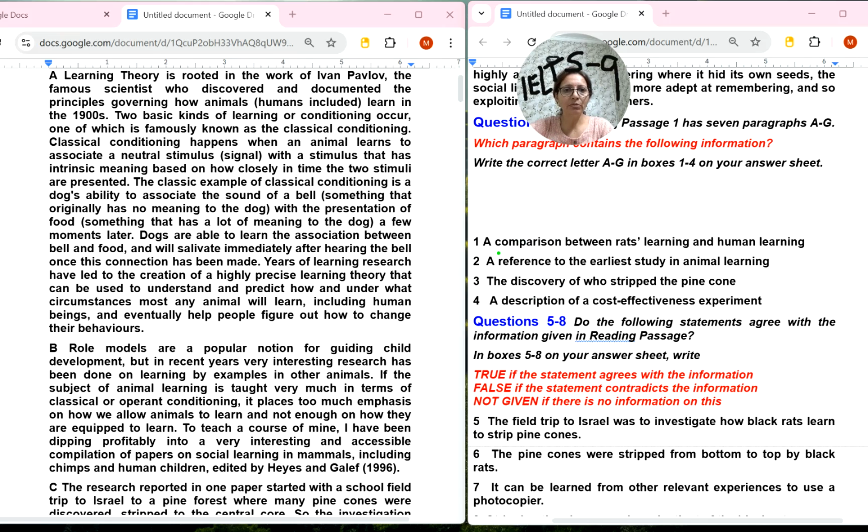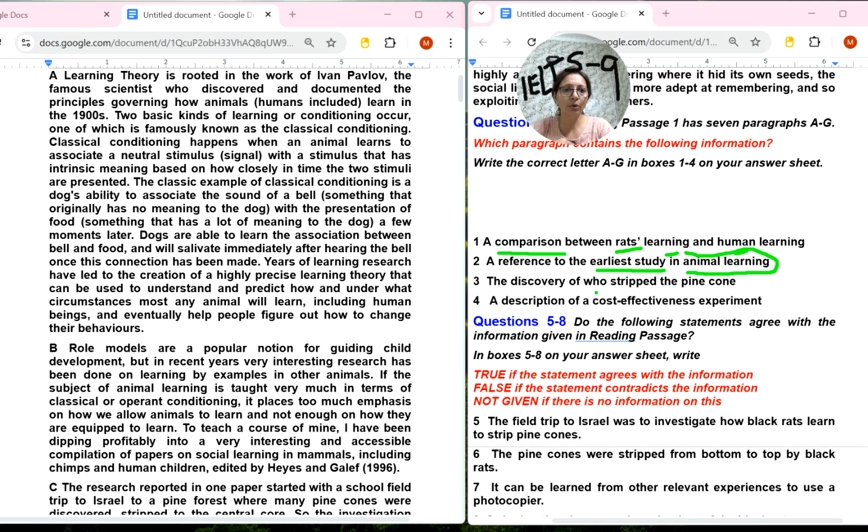Here in the first question they are saying a comparison between rats' learning and human learning. So a comparison will be there between rats and human learning. The second question is saying a reference to the earliest study. Earliest study means historical study. They may be talking about animal learning behavior, and earliest or historical things they usually talk about in the first paragraph. So I'm giving you reading tips and tricks side by side. Try to find this second question in paragraph number 1.